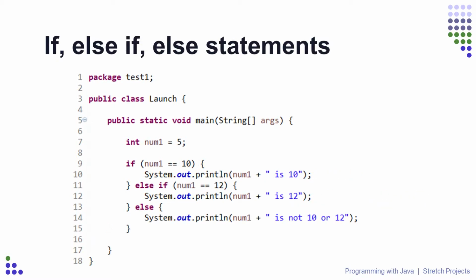Okay, but what if we wanted even more control? Well, instead of just one if statement, what if we had 2 or possibly more conditions that we know about? Well, Java also has an else if condition. This goes after the first if and before the else, and you can have as many of these as you want. In this example, you would get the message saying that num1 is not 10 or 12, because num1 is 5, and so it doesn't pass the conditions of the first or second checks.